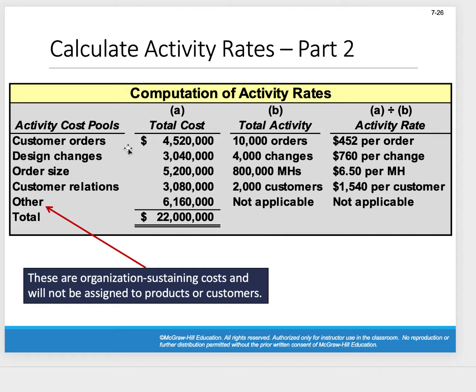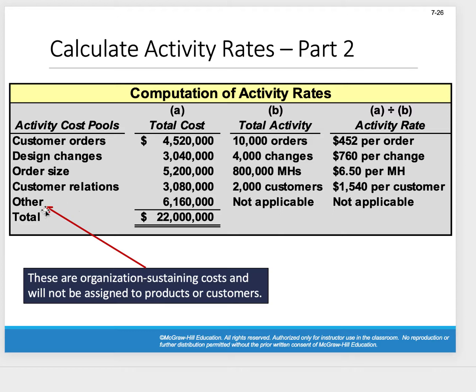Notice the total cost for customer orders, $4,520,000 divided by our total activity for customer orders, which is 10,000. We get an activity rate of $452 per order. Okay, we do that for each activity cost pool.